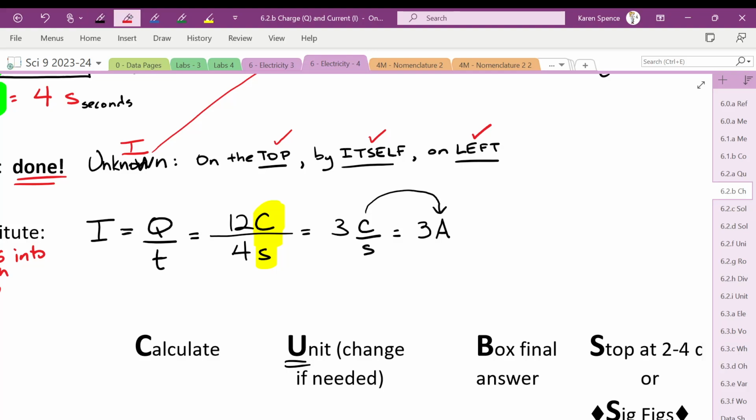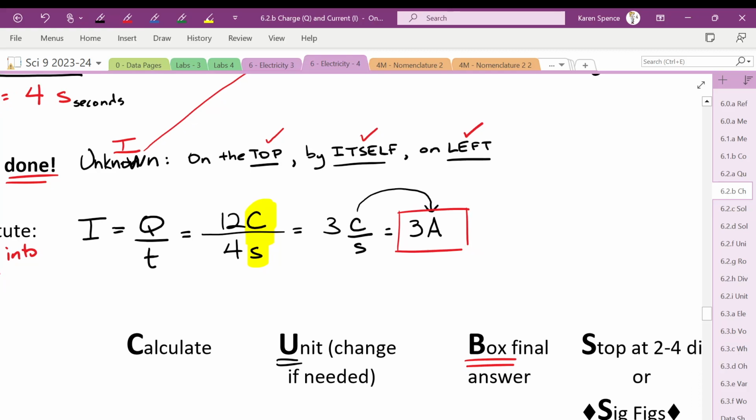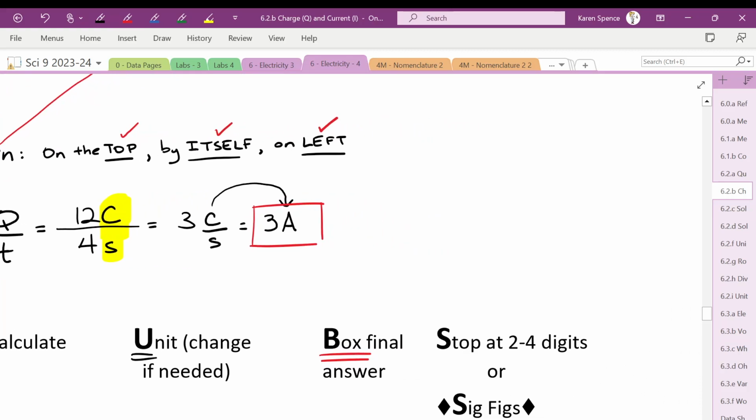So we've got our number, we've got our unit. What do we do next? We put a box around it. And then we stop at either 2 to 4 digits, but this one is a whole number, so I think we could just go with 1. Yes? Or we do the correct sig figs.